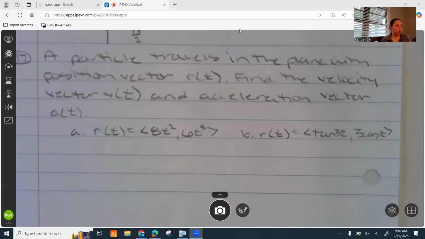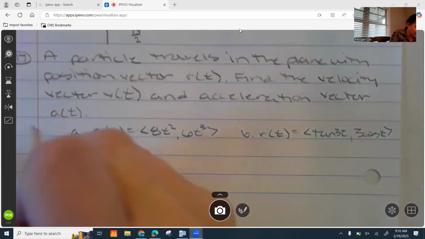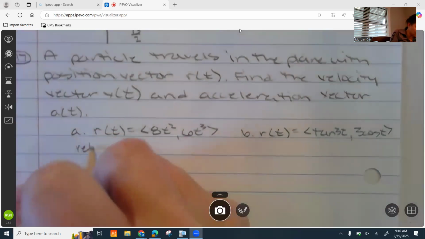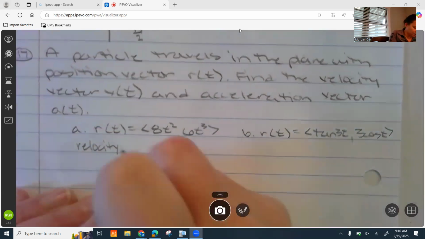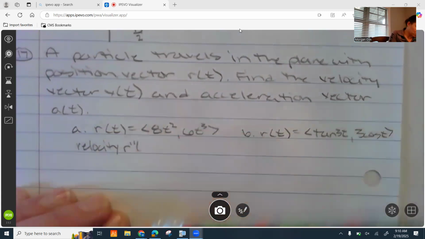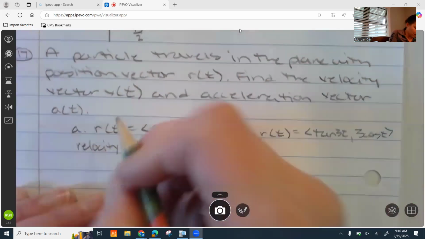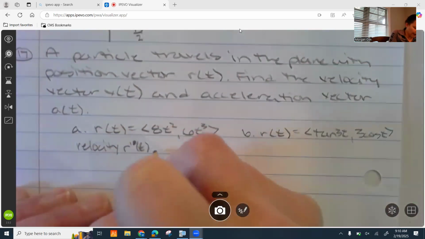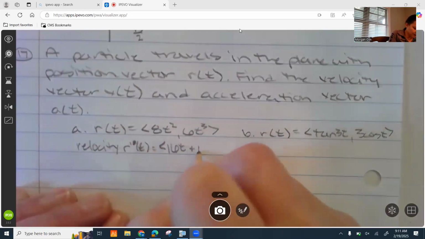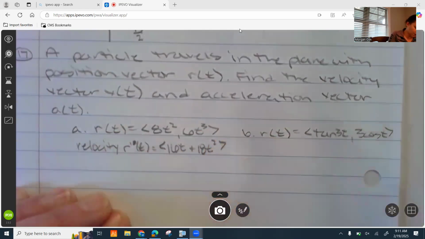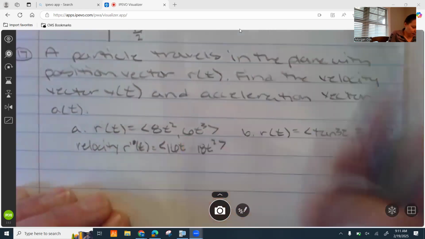Well, think of the r of t as your position vector. Actually, it is your position vector. And think about it, what do I need to do to find our velocity vector? Well, we take the derivative. Oops, the first derivative, not second derivative. And that would be 16t plus 18t squared, not plus. Don't put plus.